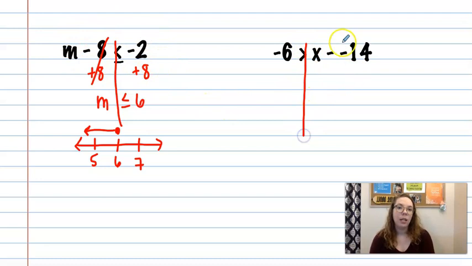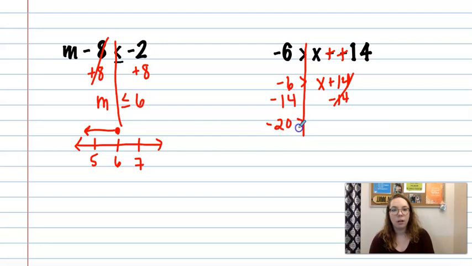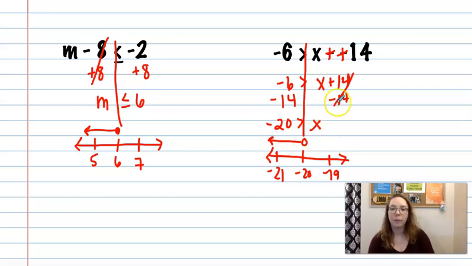All right, here we have subtracting a negative. I'm going to add up, two negatives make a positive. And now that I know that it's really the same as plus 14, I'm going to subtract 14 from both sides. So this is negative 20 is greater than x. So on my number line, I'll have negative 21, negative 20, and negative 19. This is an open circle pointing left, okay, because x is smaller.